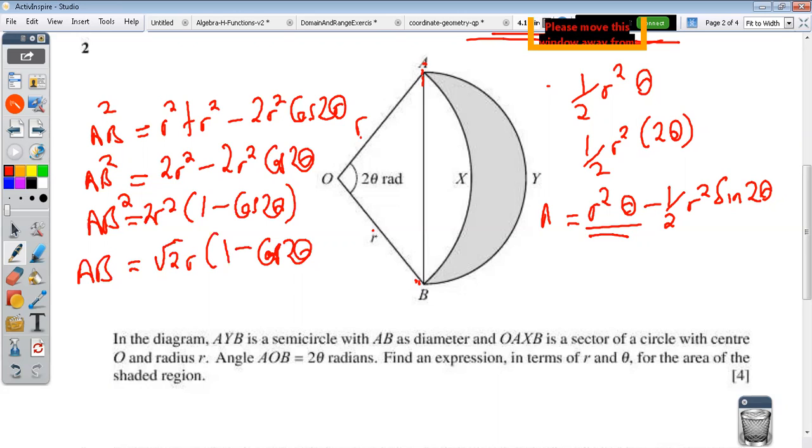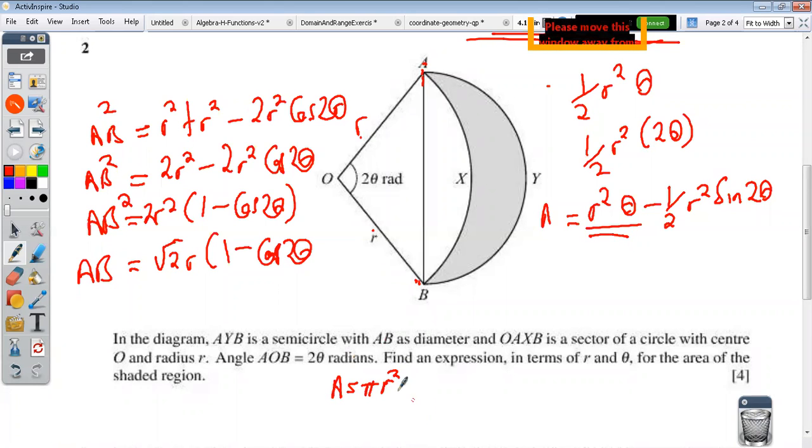Since we now have our diameter, we have the area of that thing. We have to subtract, so we have to find half. If I wanted to use the diameter from O level, the area of a circle is pi r squared.